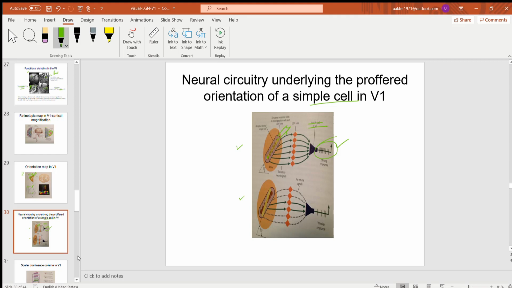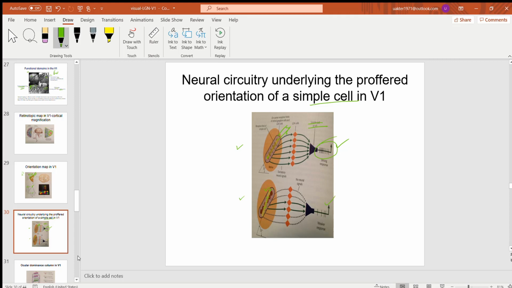However, in this case, you move the bar slightly. Now part of it is stimulating the on center, but part of it is on the off surround. So they will cancel each other. So in this case, you'll see only a few action potentials, no activation.